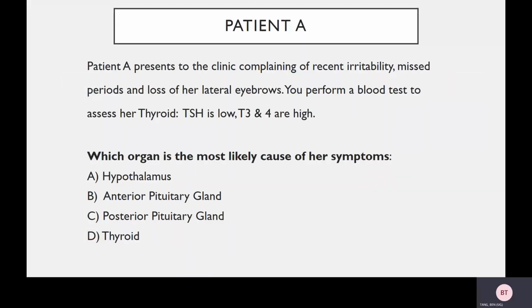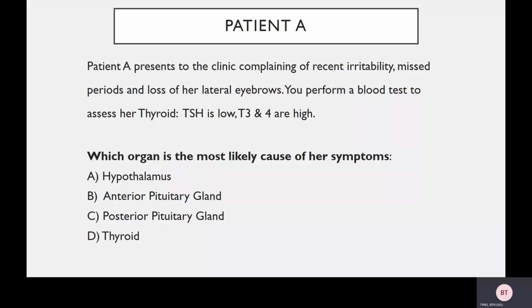Now, first is patient A. Patient A presents to the clinic complaining of recent irritability, missed periods, and loss of her lateral eyebrows. With those 3, just give a think about what you think this might be, right? These are not necessarily classic symptoms of this condition, but they are things you might see in a patient, right?